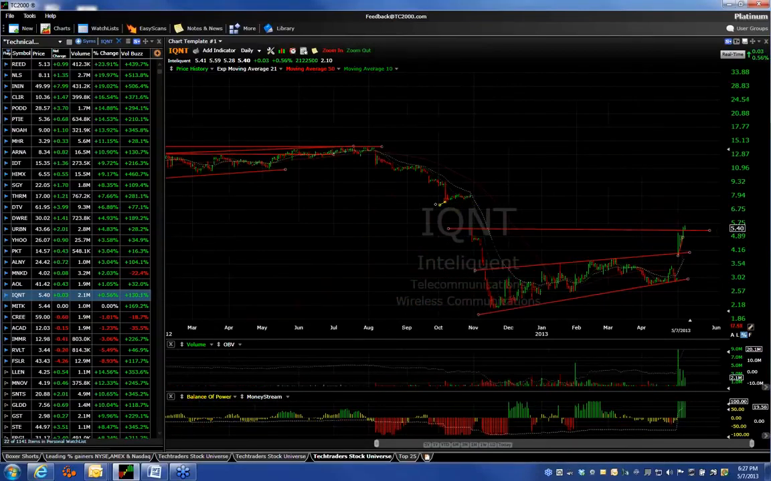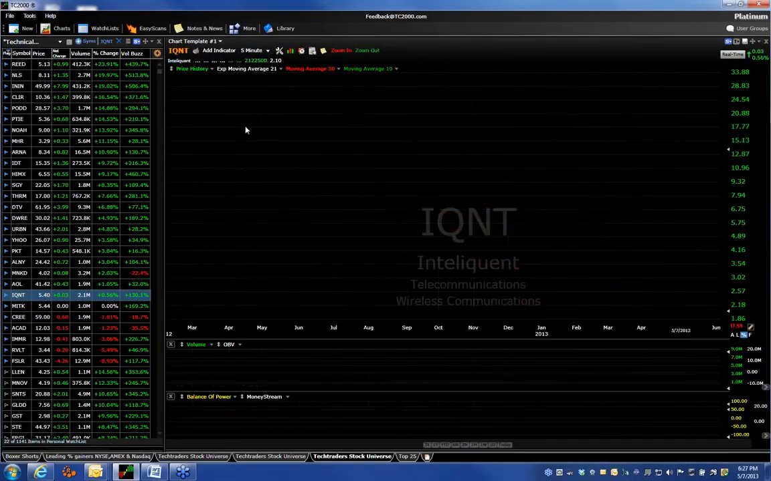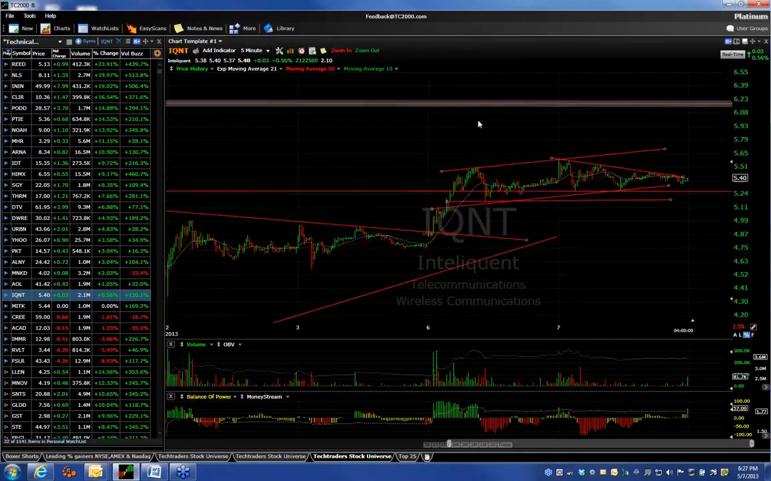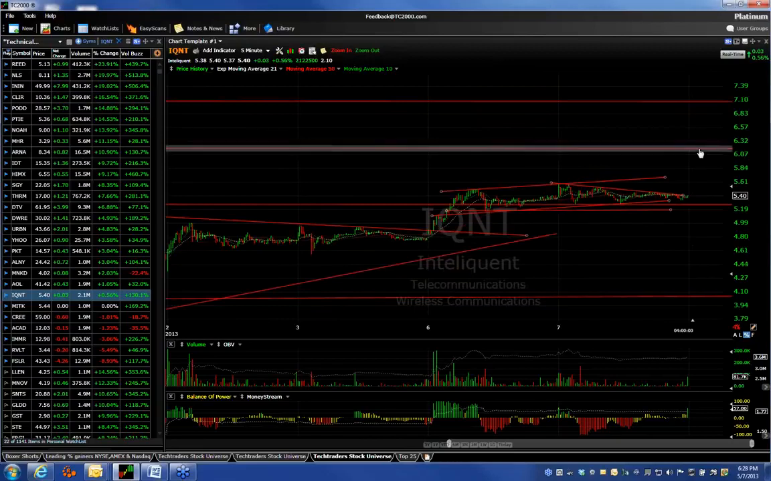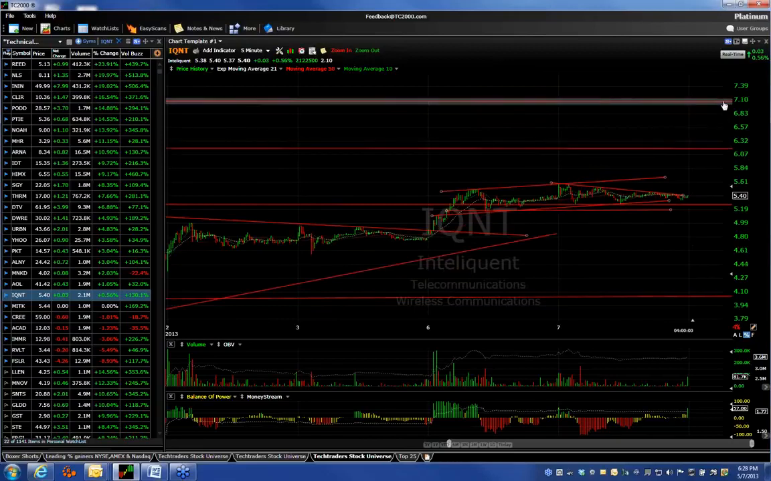A lot of times when a stock moves into the gap, it at least fills half of it, if not all of it. So what I would do here is tell everybody, take a look at the gap, cut it in half, go back to your 5-minute chart, and there's my first target, about 6, 10, 15. Second target, 7.